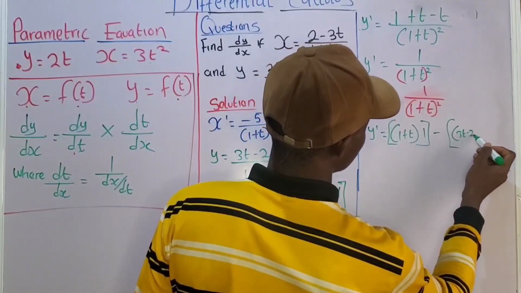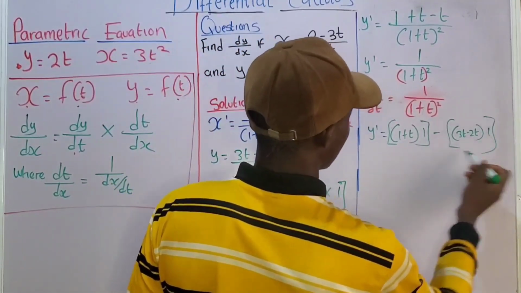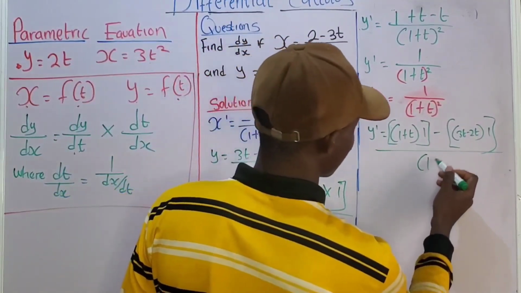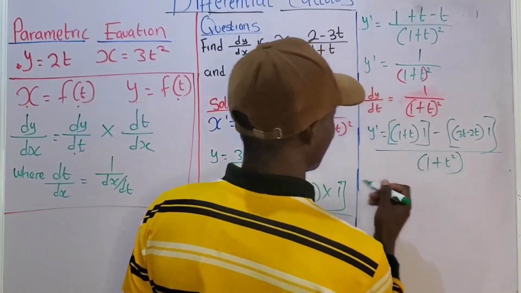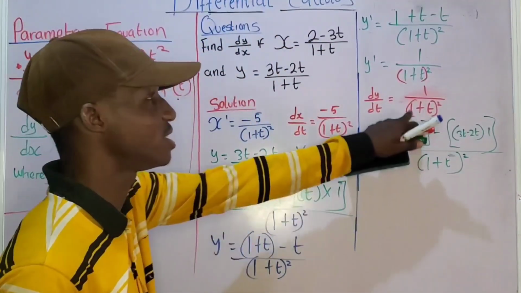3t minus 2t multiplied by the u, that is 1. So all over v squared. V is 1 plus t, so v squared is 1 plus t squared. Okay? I'm just showing you this so as to help you to understand how I got this derivative.